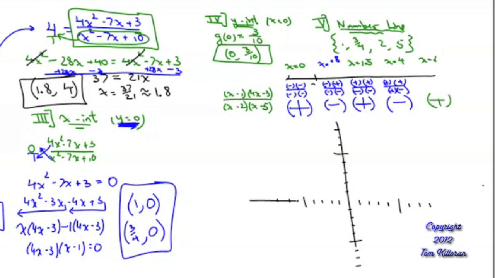Alright, vertical asymptotes. Vertical asymptotes are x is equal to 2, x is equal to 4, and x is equal to 5. Way over here.